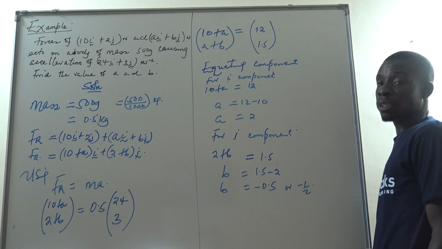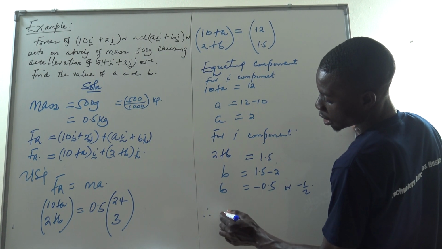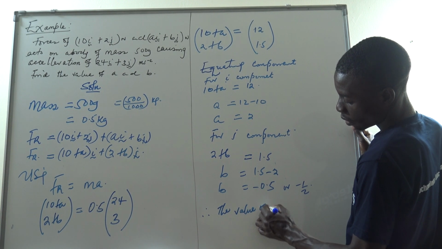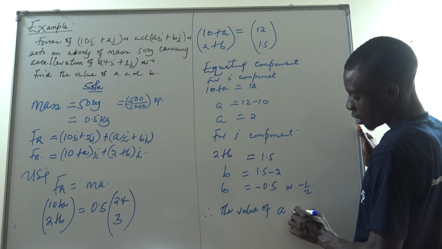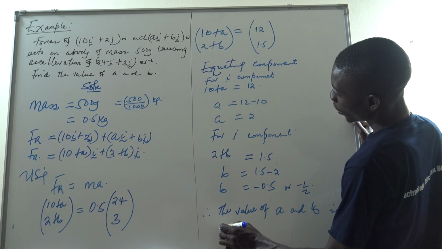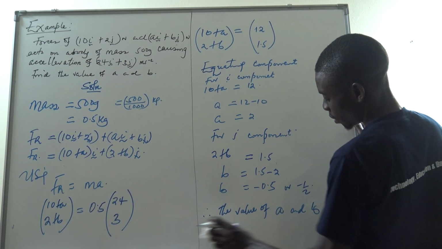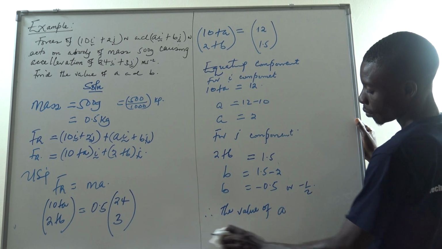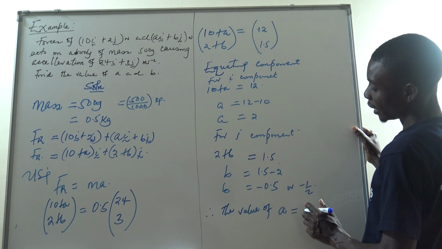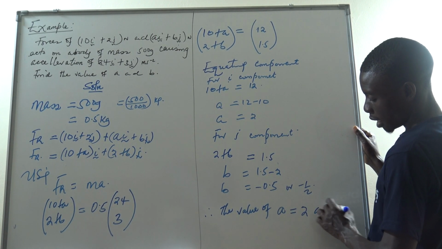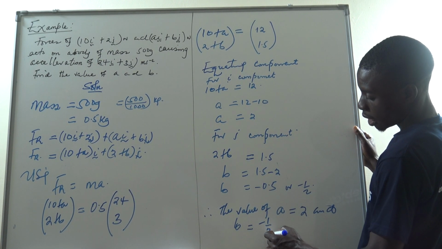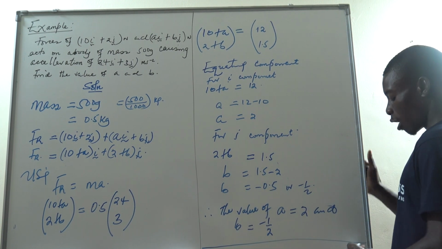And now after getting that, you can make your conclusion. Therefore, the value of a is equal to 2 and b is equal to negative 0.5, and this is your final answer.